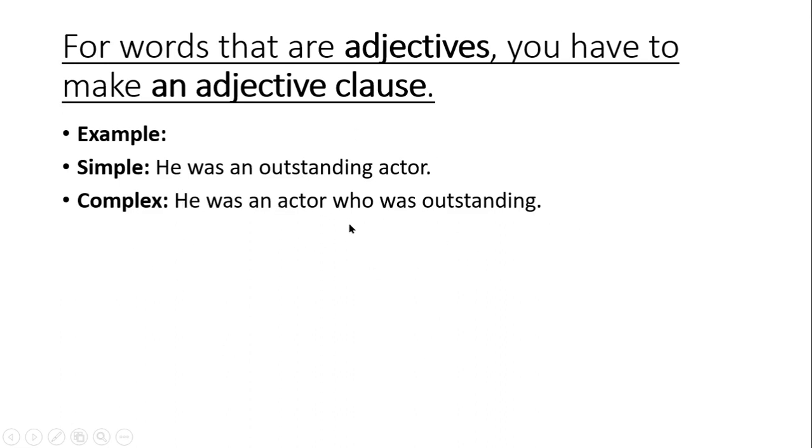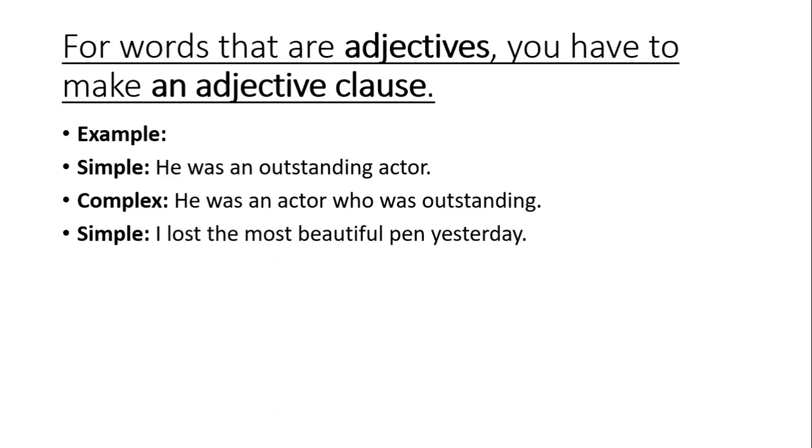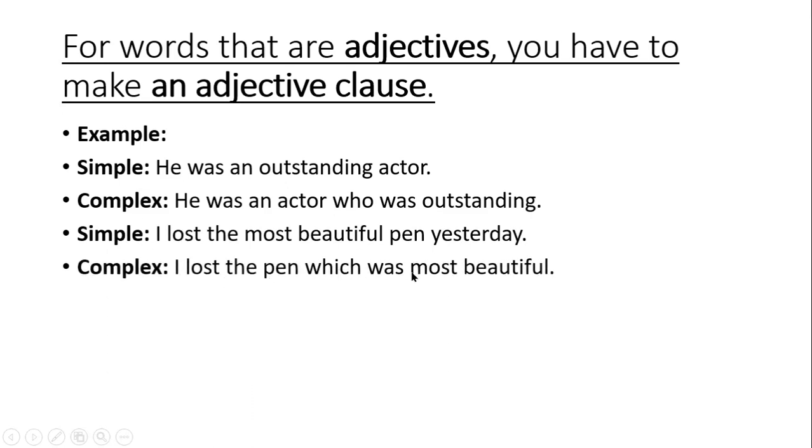Look at this sentence. Outstanding, this is an adjective, and we have to make a clause of this adjective. So we have written, he was an actor, and after that, who was outstanding. This is a clause, who was outstanding. I lost the most beautiful pen yesterday. So beautiful is an adjective here. So we are going to write down, I lost the pen which was most beautiful.